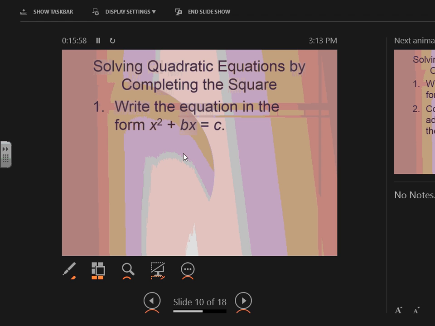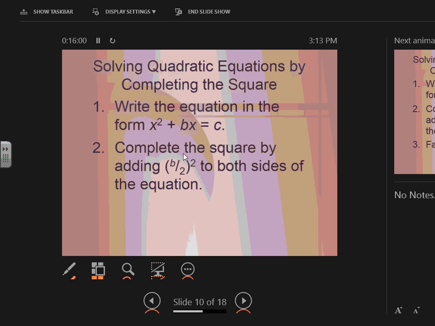Second step, complete the square by adding b divided by 2 squared to both sides of the equation. And then factor that trinomial. Okay? There's more on the next slide, so you're not done yet.